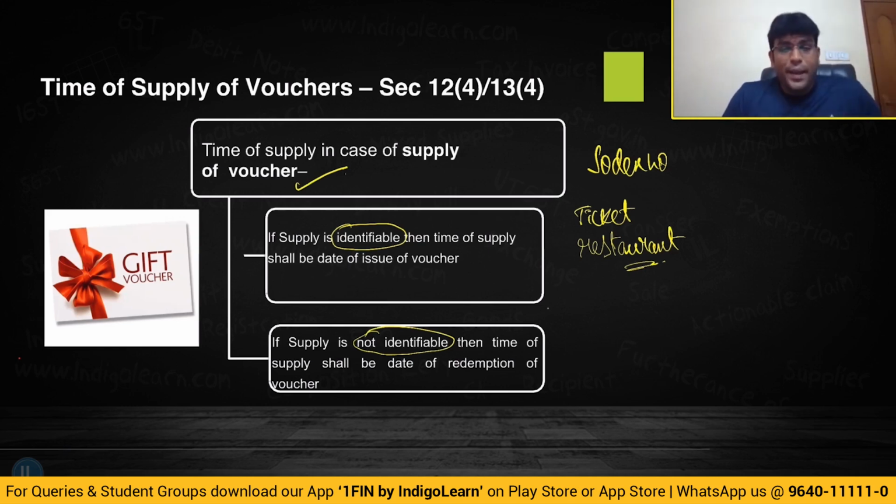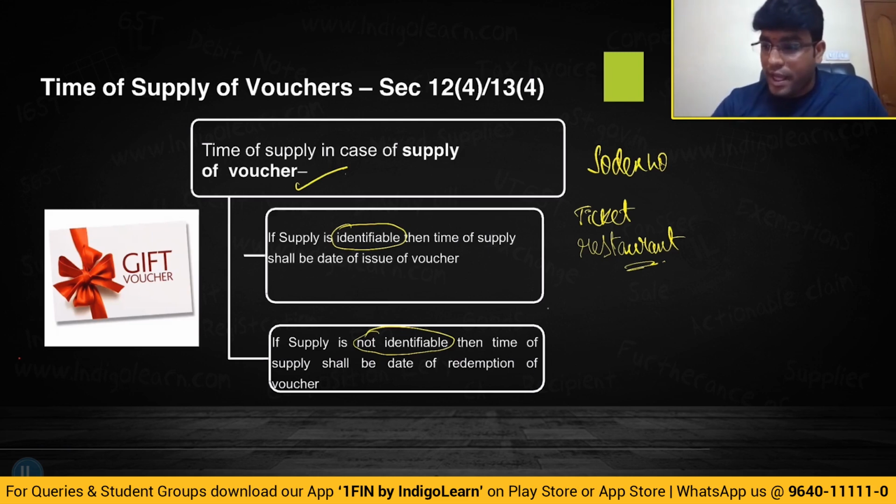Now let's say I give you a supermarket voucher. Technically you can go to the supermarket and take any kind of good there, but I don't know what you will actually take. Because if you take a different product, a different rate of GST will come. So time of supply has a trigger point when GST will come.